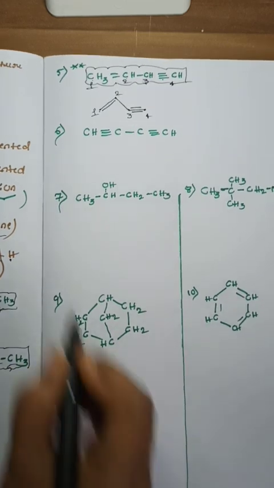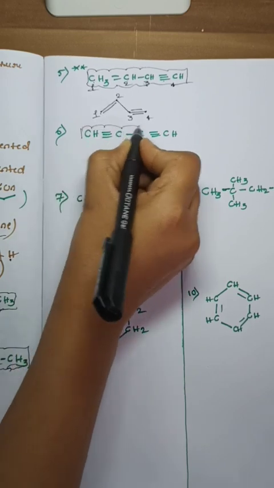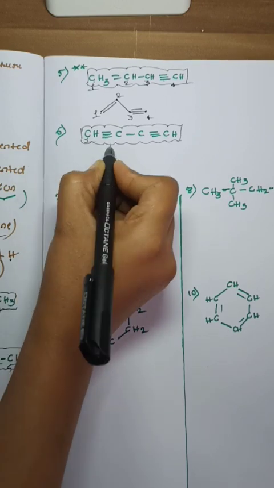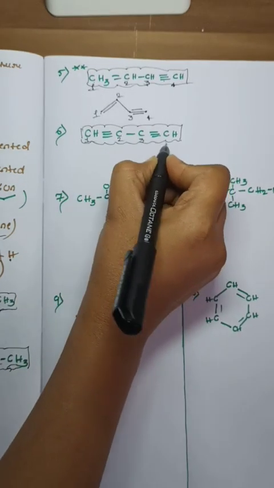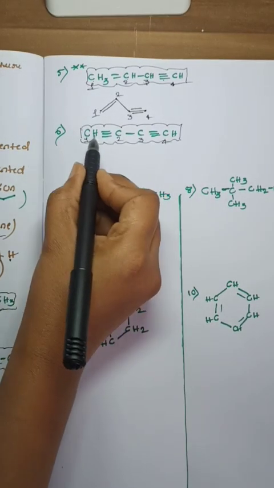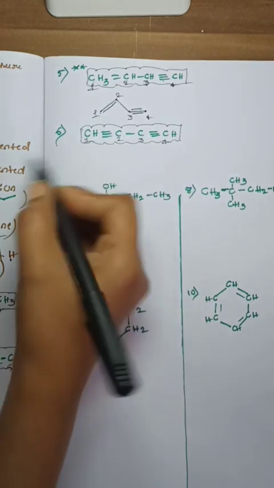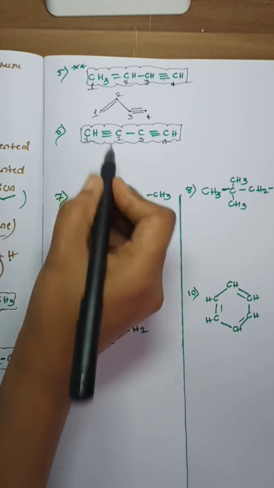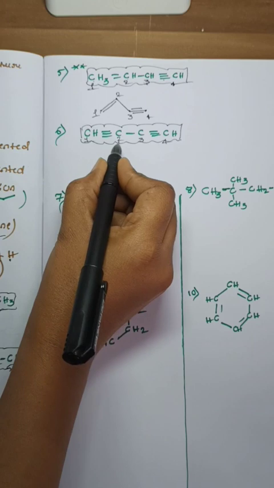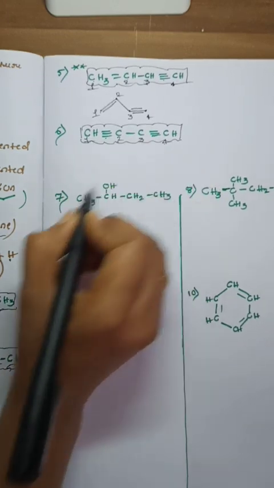Now again the sixth one. Here this is the longest chain, correct? In this, only one chain is there, that is the longest chain. We have to consider this is the first carbon, this is the second carbon, this is the third carbon, this is the fourth carbon. Next, in this example there are 2 carbons containing a triple bond, which means a triple bond is present 2 times in this structure, correct? Between the first and second carbon a triple bond is present, and between the third and fourth carbon a triple bond is present.